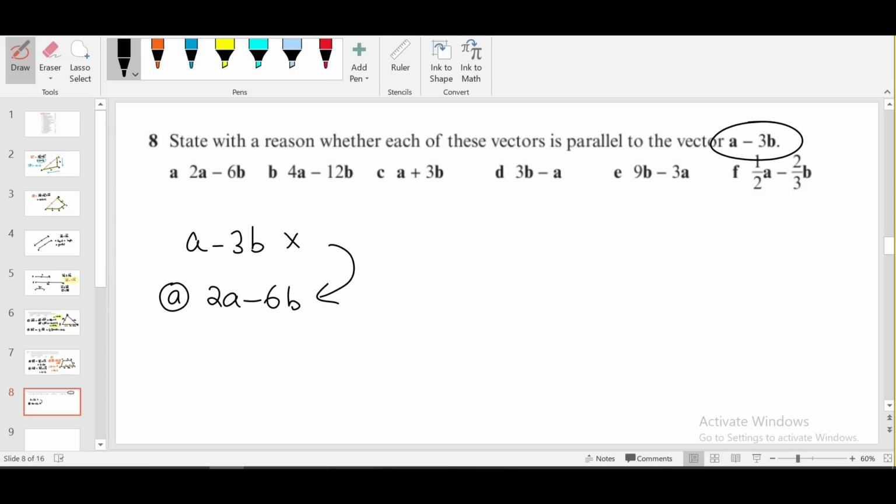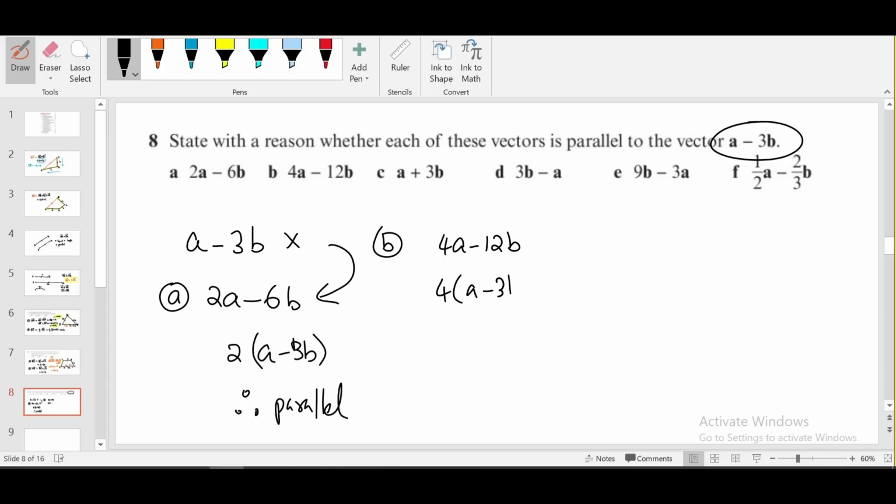Yeah, you're just multiplying it by 2. So you can write it as 2 times a minus 3b, therefore parallel, right? How about b? You have 4a minus 12b. Can multiply by 4, right? Yeah. So parallel, right? Yes.